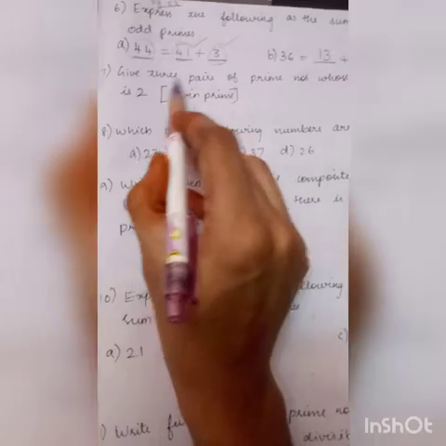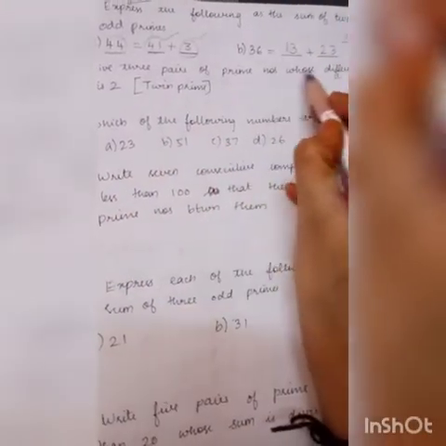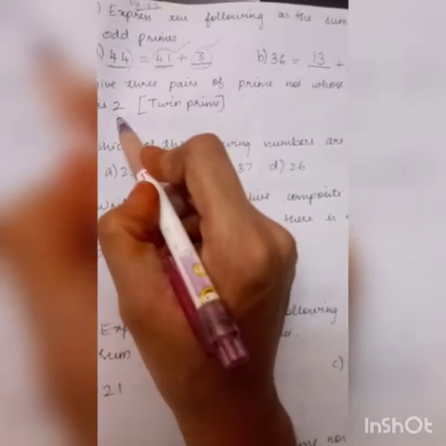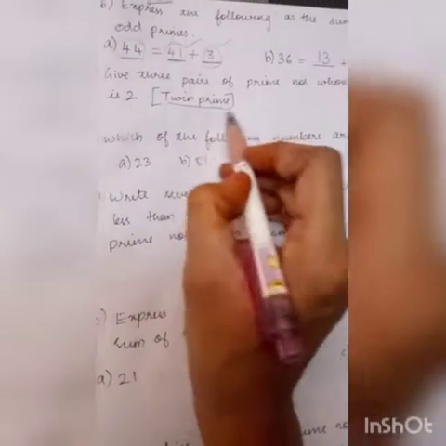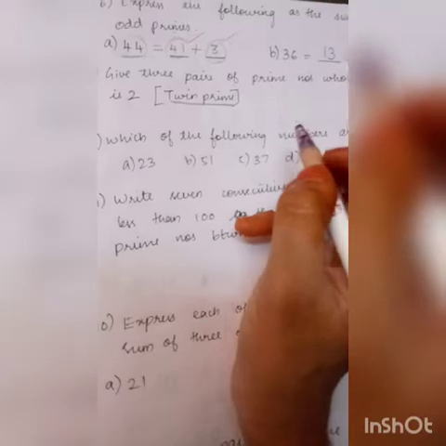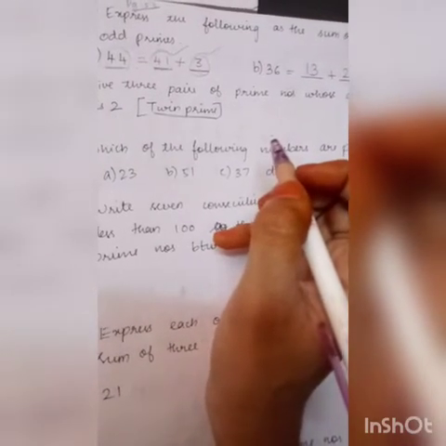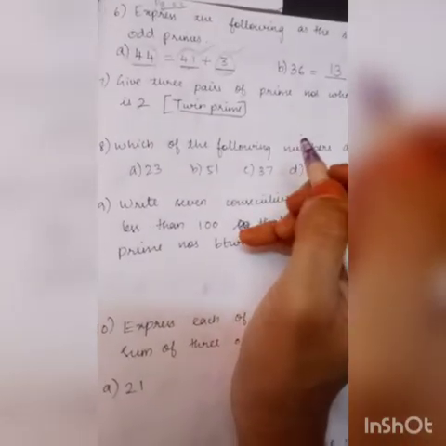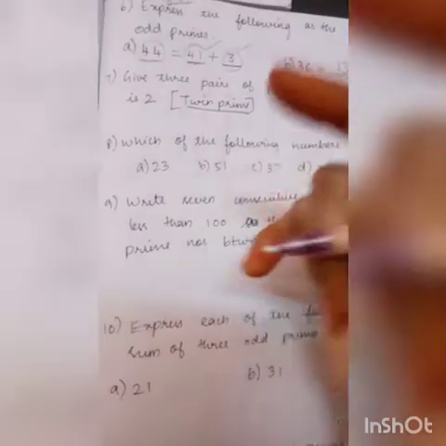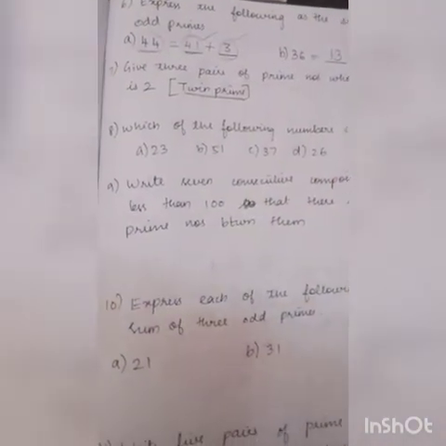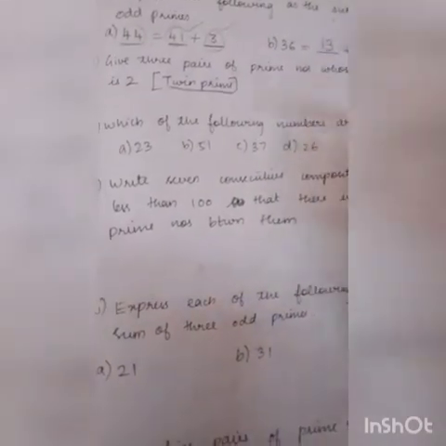Next, the seventh question. Give 3 pairs of prime numbers whose difference is 2. Actually we are going to get a new definition called twin prime. Already we have learnt about co-prime, right? What is meant by co-prime? If the common factor between two numbers is only 1, that is co-prime. Okay, co, common factor. You keep it in your mind. Common factor is 1.